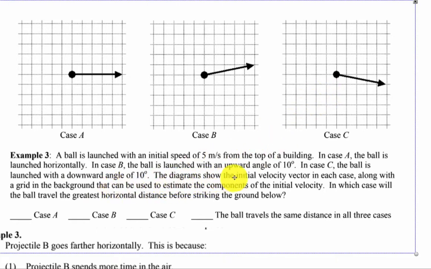The diagram shows the initial velocity vector in each case, along with a grid in the background that can be used to estimate the components of the initial velocity. In which case will the ball travel the greatest horizontal distance before striking the ground? If you note, all these are the same length, so they're all 5 meters a second. So let's go through here and look at some basic facts.